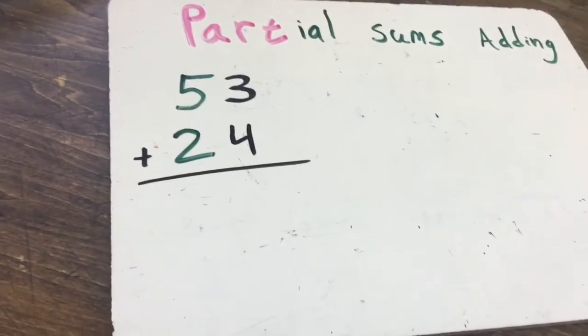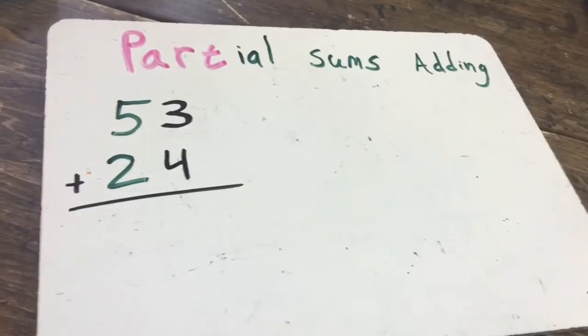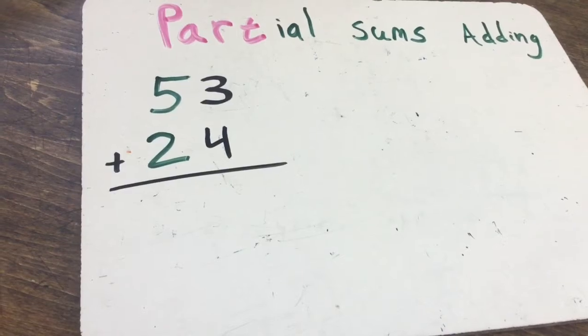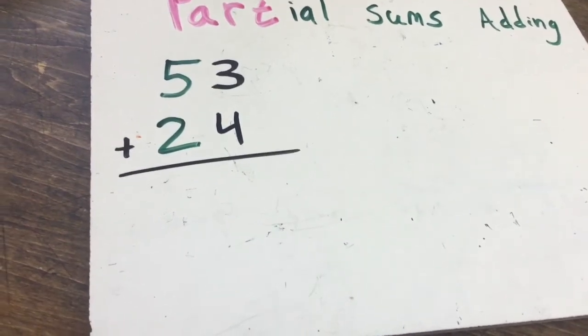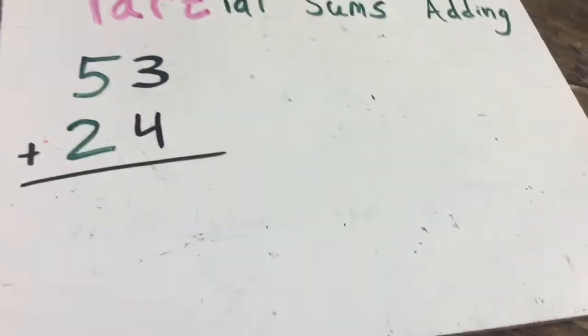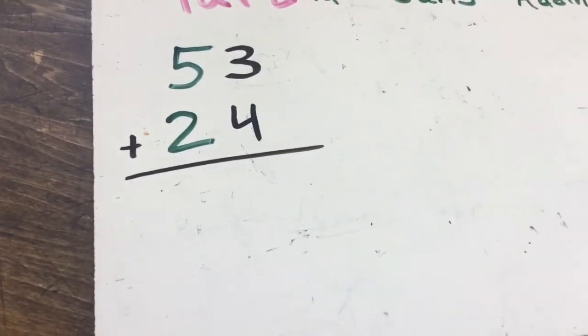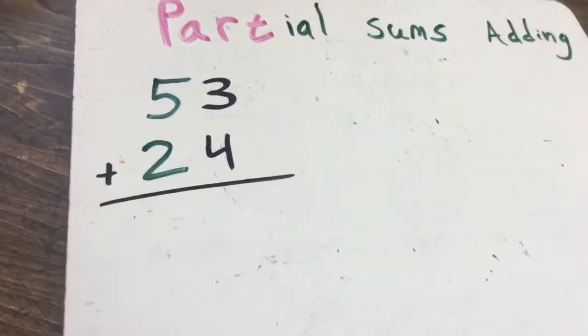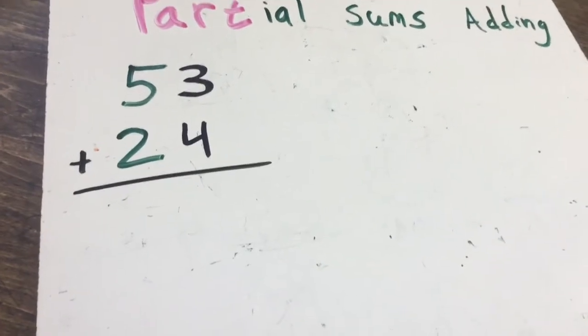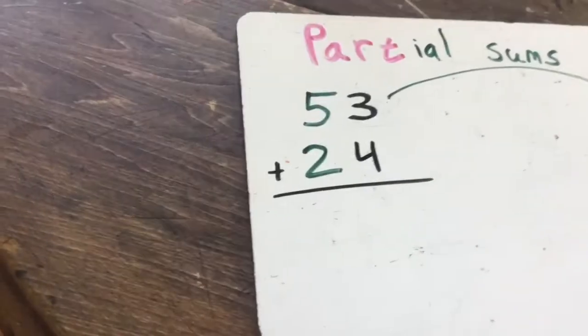So the next thing I do when I do partial sums adding is I break these into their places. So I put all the ones place numbers together, and then I put all the tens place numbers together. Let me show you how to do this and follow me step by step.